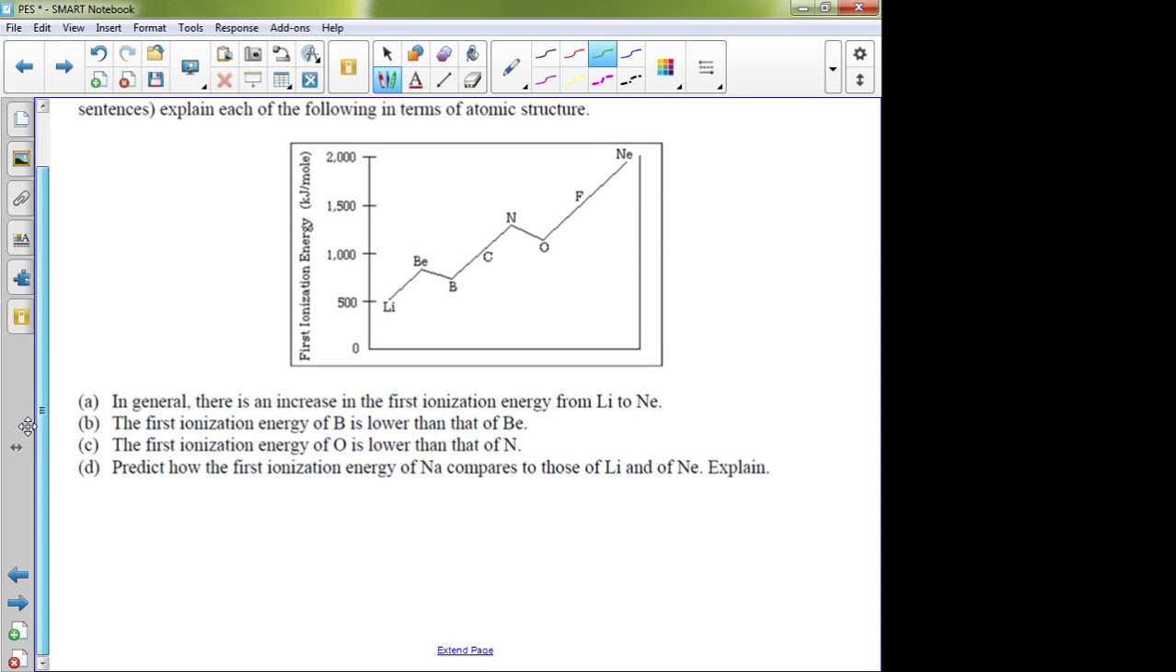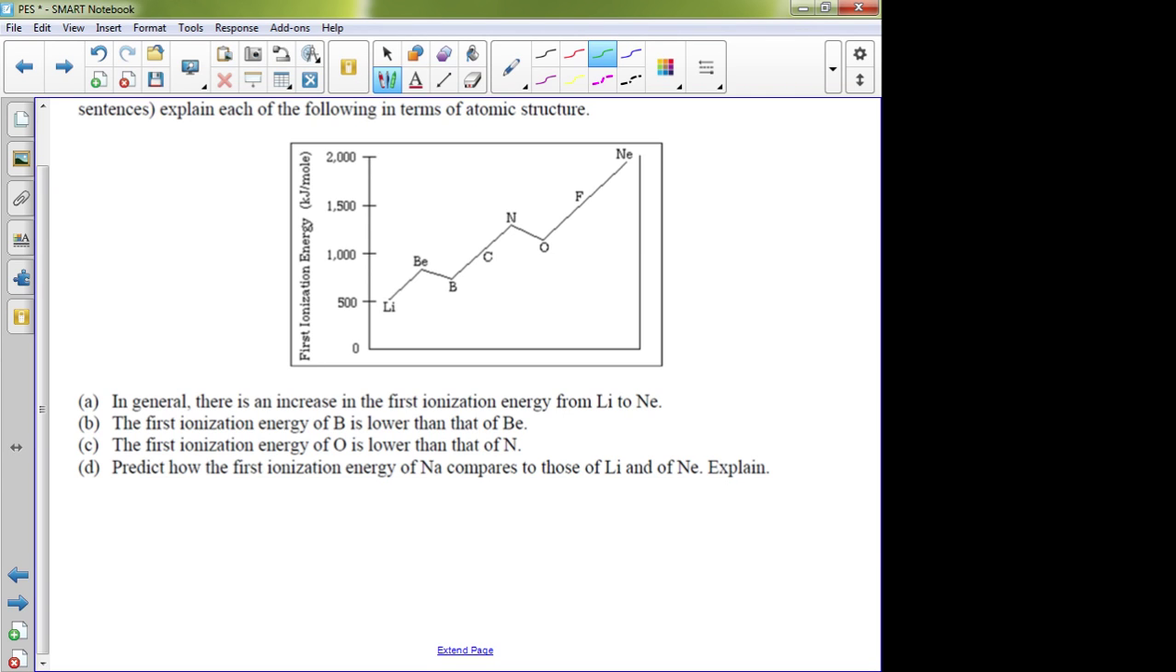So, A says, in general, there is an increase in the first ionization energy from lithium to neon. They're saying in general. Now, did they increase the whole way up? No, there's a couple of places where it dips. But are they asking me to explain the anomalies yet? No. They're just asking me to explain the general trend. So I look on my periodic table. I see lithium, I see neon. To get from lithium to neon, what did I do? I had to go across. So what is my argument that I'm going to use if I have to go across?